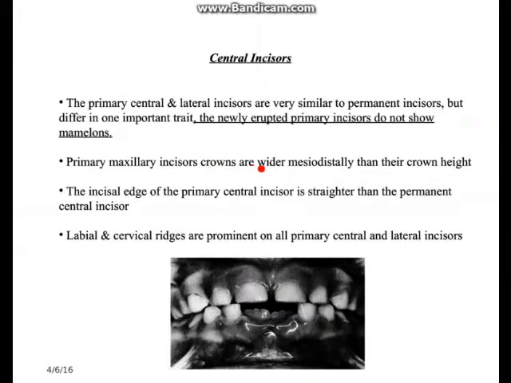Primary maxillary incisor crowns are wider mesiodistally than their crown height. Well, obviously, you can see it from the picture over here. As long as you remember the picture, you're going to remember all this information. Just always relate your information to a picture and try to apply it, or just look at your baby sister, baby brother's teeth, and it'll be easier for you to remember. So the primary maxillary centrals are wider mesiodistally and they're short, okay, occlusocervically. The incisal edge of primary central incisors is straighter than the permanent central incisors. Yep, because the mamelons play a factor, right? Labial and cervical ridges are prominent on all primary central and lateral incisors. Alrighty.